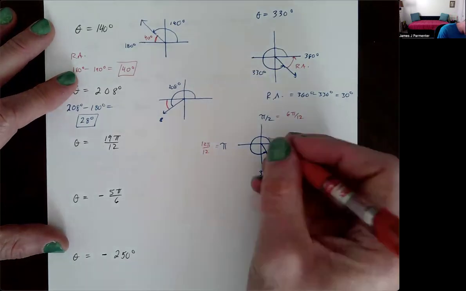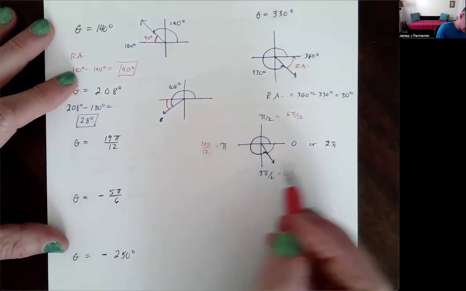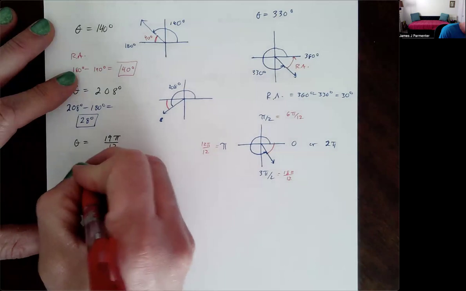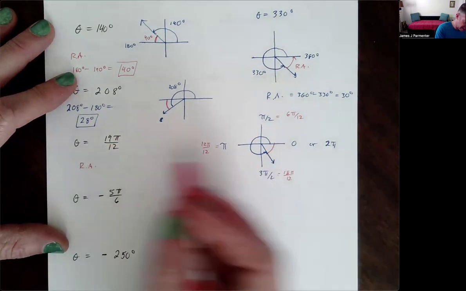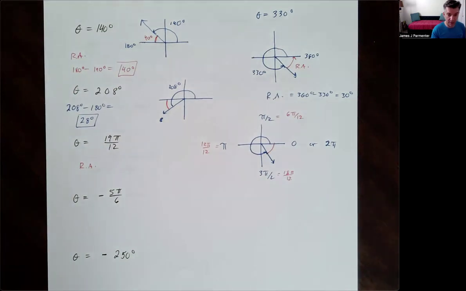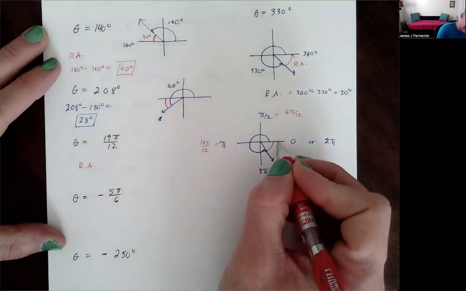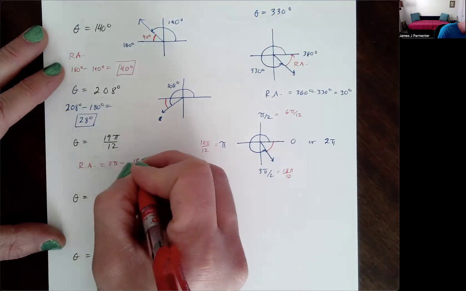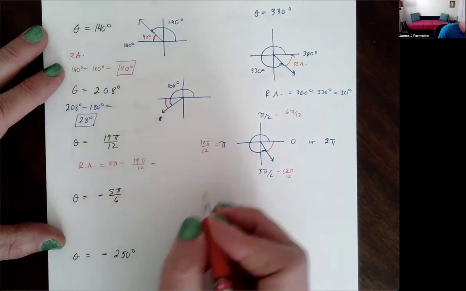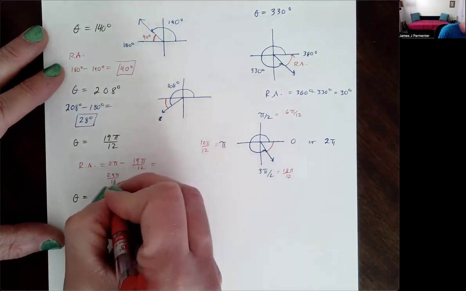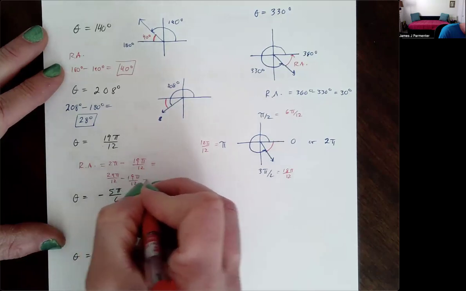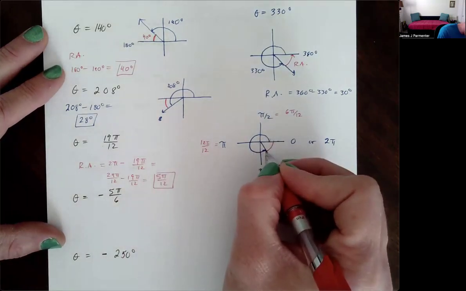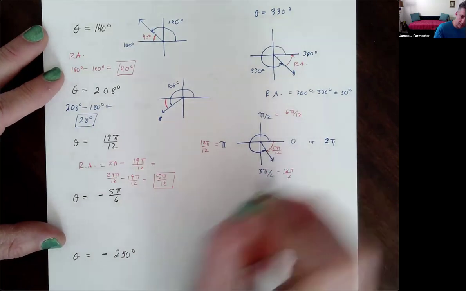So to find the reference angle here, it's going to be the difference between 2 pi and my angle, which is 19 pi over 12. And it should always be the bigger angle minus the smaller angle. 2 pi is definitely the bigger angle because it's further around the circle. So it's going to be 2 pi minus 19 pi over 12, which is 24 pi over 12 minus 19 pi over 12, which equals 5 pi over 12. Which makes sense, right? Because if I go 19 pi over 12 and then another 5 pi over 12, that's going to get me to 24 pi over 12, which is equal to 2 pi.